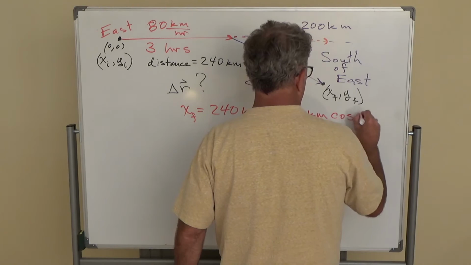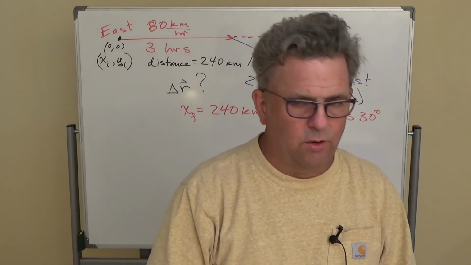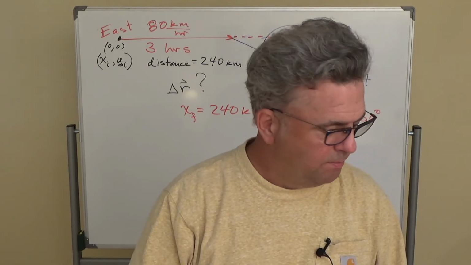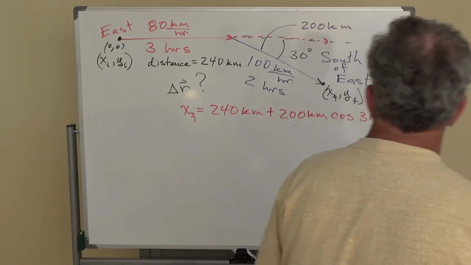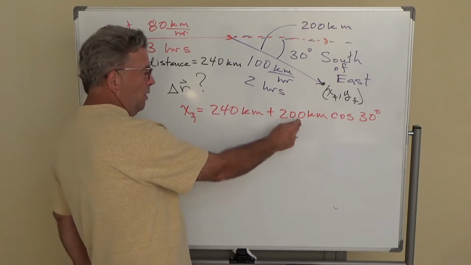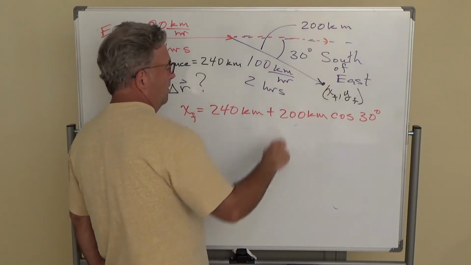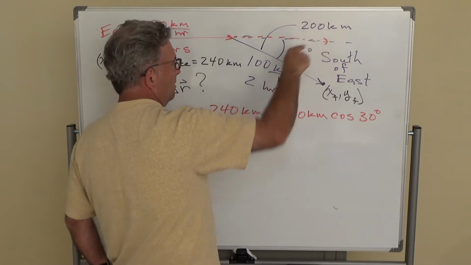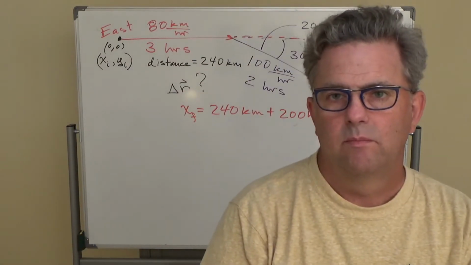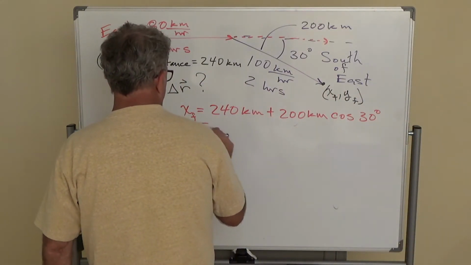cosine 30 degrees, right? Are you guys still there? I just heard a bunch of click, click, click. Hello? There. Still there. Okay, good. You with me now? This is 200 kilometers. That's this distance. Cosine 30 degrees. That gives you X final. We'll calculate that in a second.